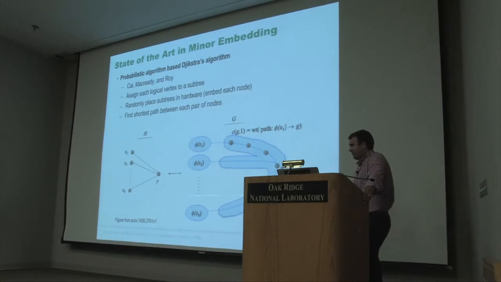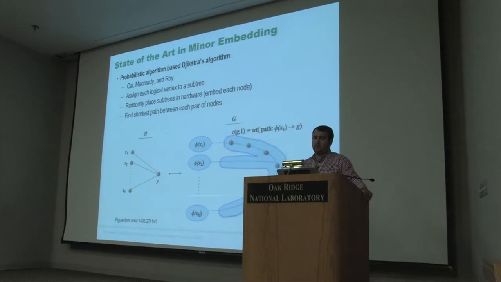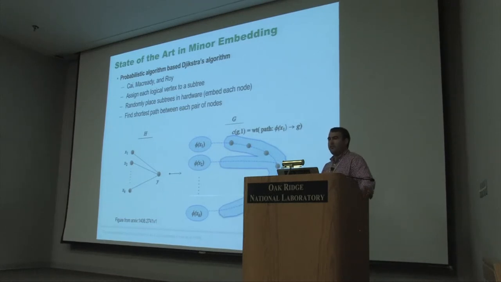Like I said, there are exact methods that scale exponentially, so you don't want to use those. Travis Humble, one of his students, and another staff scientist here at the lab came up with an embedding algorithm that leveraged the idea of tree width of a graph. It gave you an easier way, one that wasn't exponential, to find some graph minors, some minor graph embeddings for the D-Wave chip itself for certain problems.